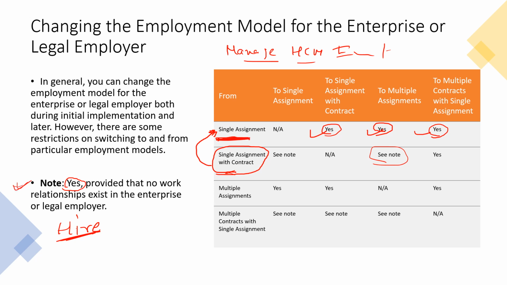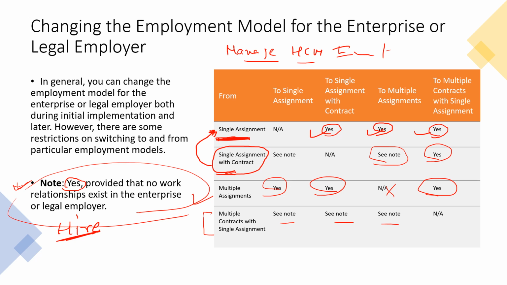We have to follow this condition. If I want to go with a single assignment with contract, yes, I am able to do it. Similarly, if I have selected multiple assignments and want to go to single assignment, yes, you can go. But if I am selecting multiple contracts, we have to see whether any of these employees have not been hired. So this is all about the two-tier model.